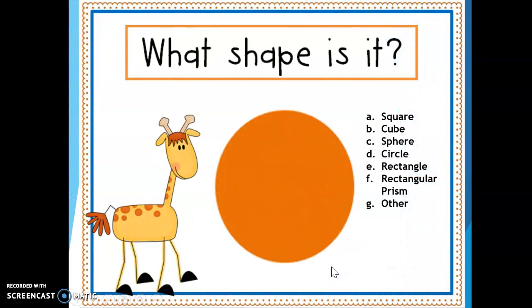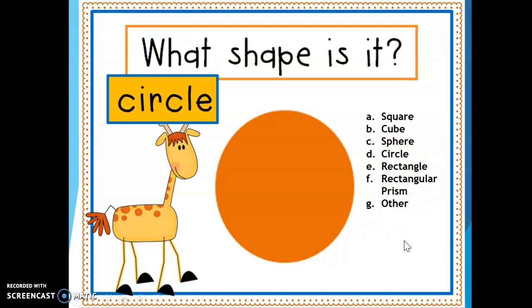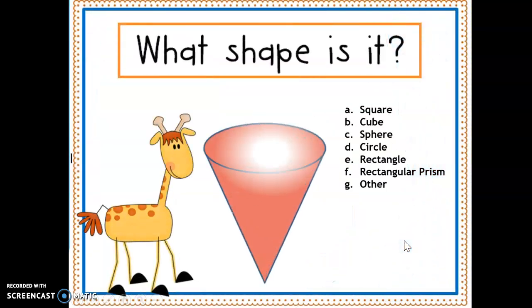What shape is this? Notice it has no lines. It is flat. It is 2D. It is D. It is a circle. All right, let's take a look at the next one. What shape is this? Take a look at your choices.